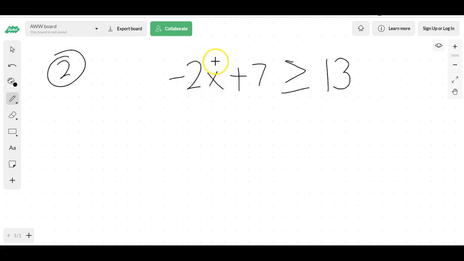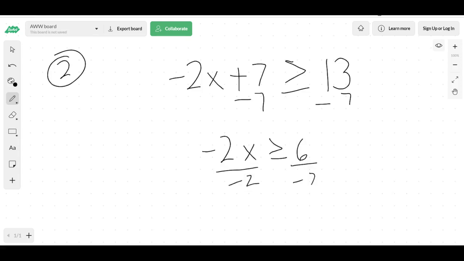Okay, so in this problem I just want to solve for x again. So I'm going to subtract 7 from both sides. Get negative 2x is greater than or equal to 6. Then I'm going to divide both sides by negative 2. I'm going to get x is less than or equal to negative 3, because again, when you divide by negative, it's going to flip this sign. Let's try the next problem.